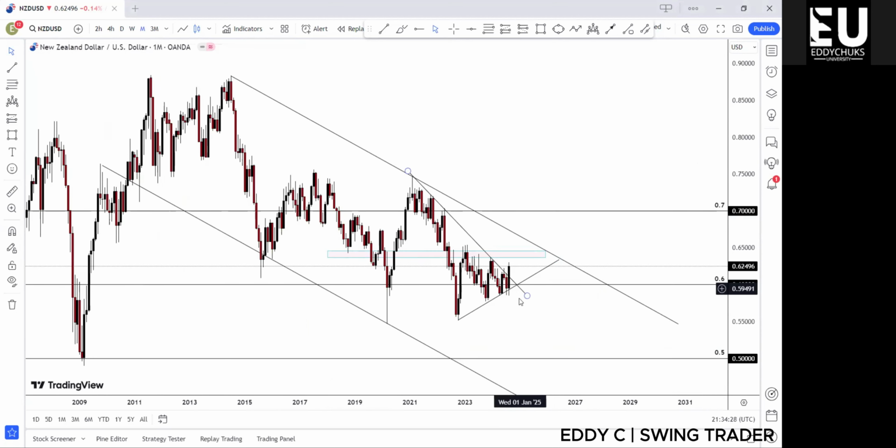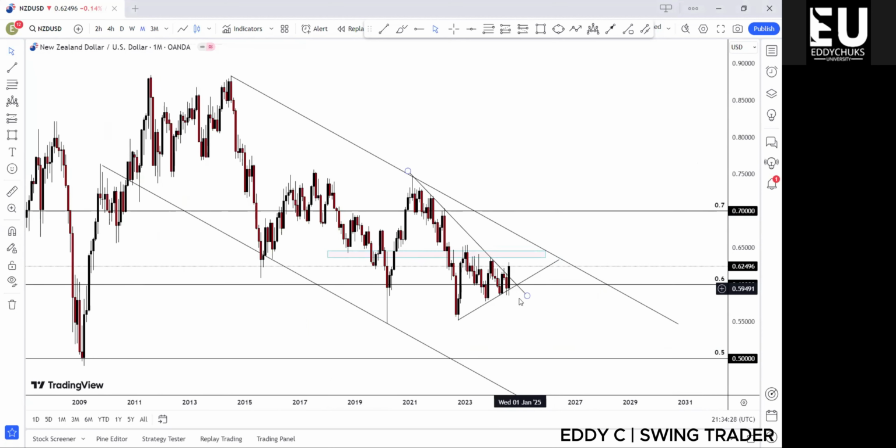We should be expecting the markets to come back around this area. We also have a 4-hour trend line drawn from this low across here, so we should be expecting a third touch of this trend line to continue buying to the upside. More so, we have a Fibonacci play from this area to here.